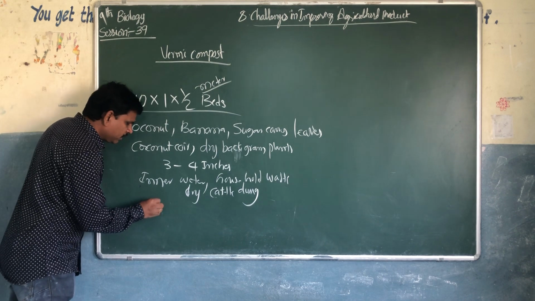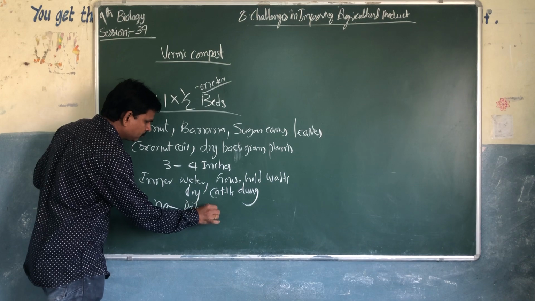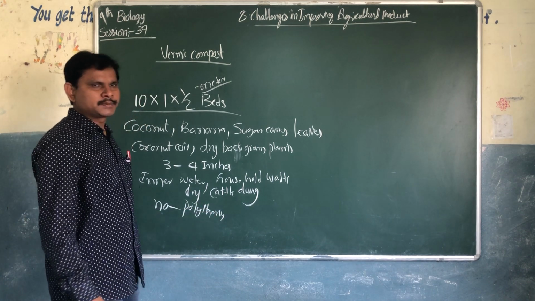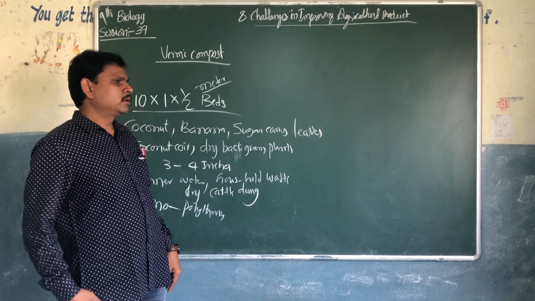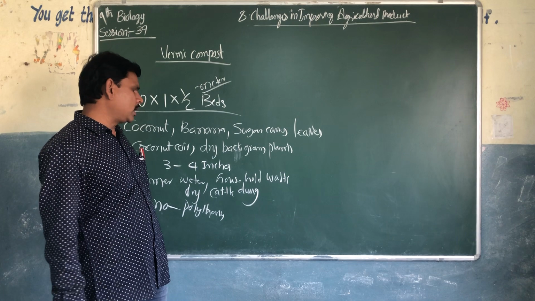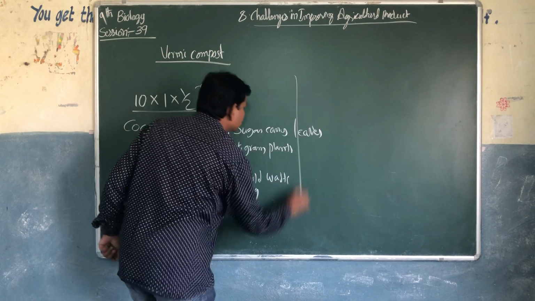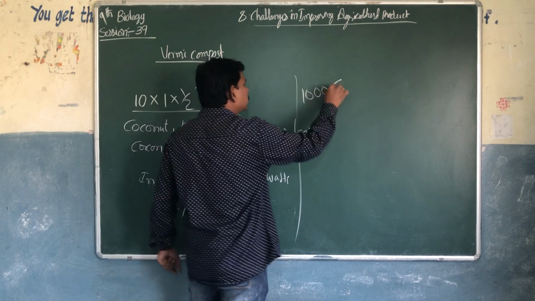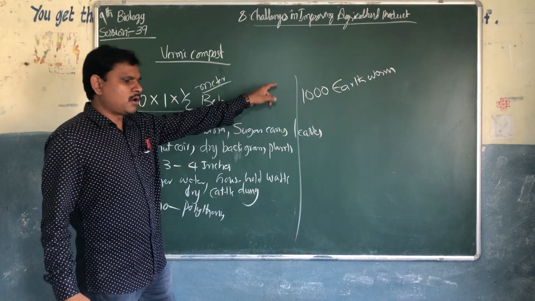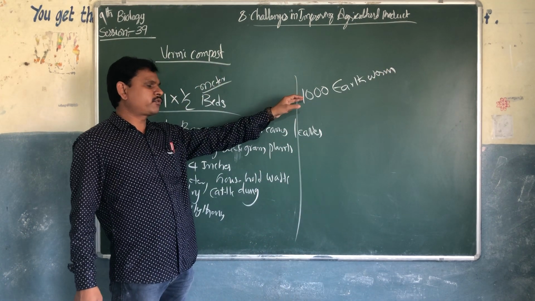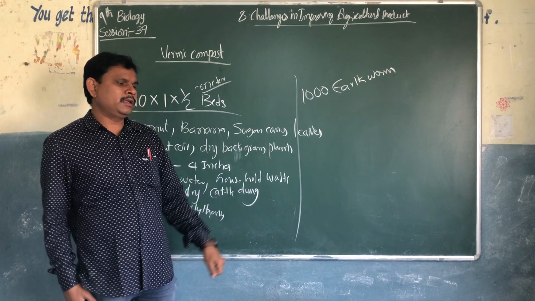They were very careful about polythene covers. They did not use polythene bags or covers, whatever may be. They took great care about this and did not use polythene covers in this particular case. They used around 1000 earthworms per square meter, and they used gunny bags.